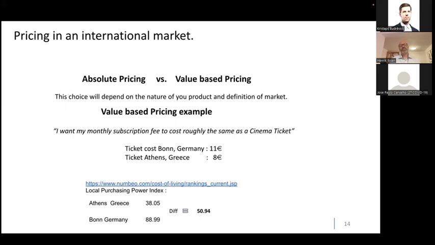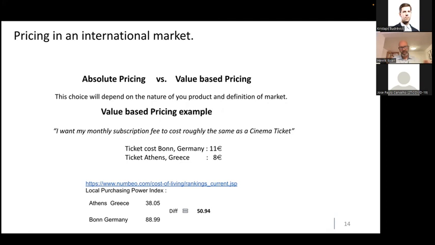So, value-based pricing. If you have absolute pricing calibrated for the Western European market, you're going to lose everybody in Asia. If you price it for the Middle East, you're going to lose everybody in Europe. So you need to make sure that you have value-based pricing, and you also need to factor in the cost of acquiring the client and the cost of delivering the product in that market, of course.